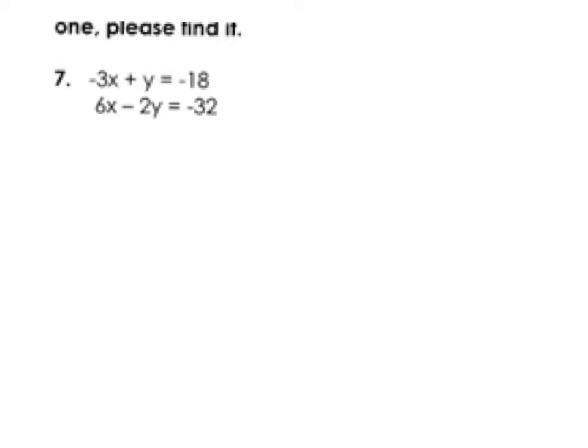Number 7 is asking us to solve. We can use whatever method that we want. I'm going to use combination. So on the top I'm going to multiply by 2. And I'm doing that to try and get rid of my x's. So 2 times -3x would be -6x. 2 times y would be a +2y. And 2 times 18 would be negative 36.